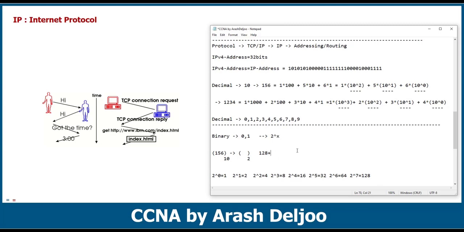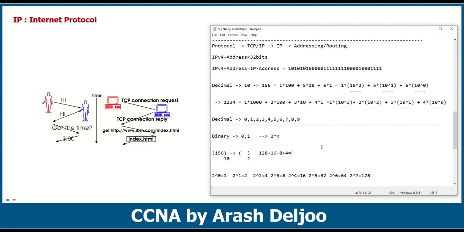128 plus 16 equals 144. Okay, again I can add the 8, 152 is the total. And after that we have a 4. Let me add these values to each other. 128 plus 16 equals 144. Okay, plus 8, 152, plus 4, 156.